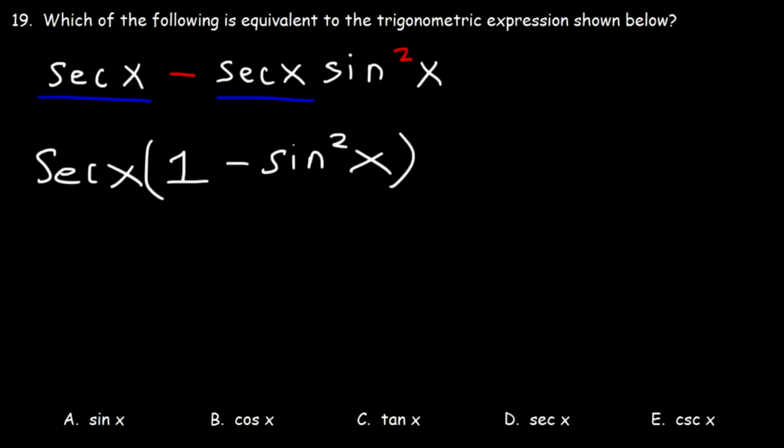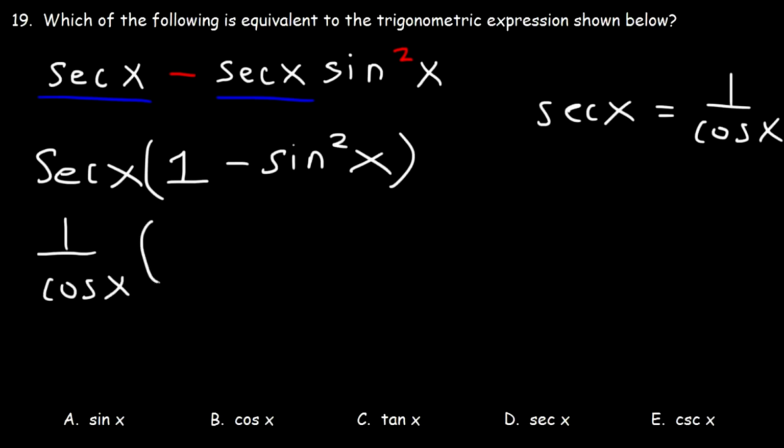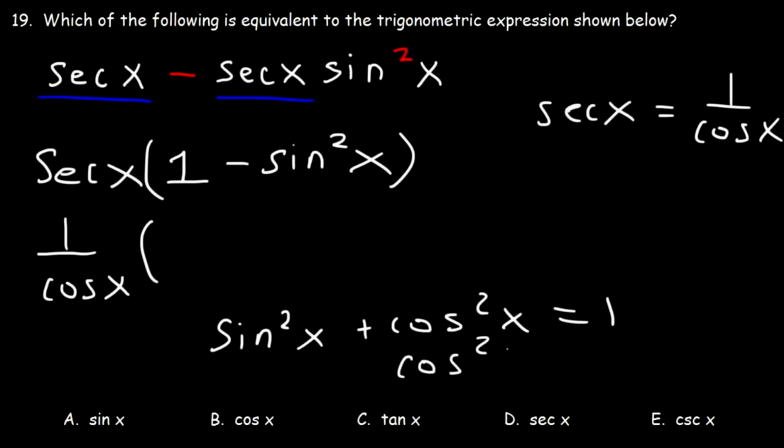Now secant is equal to 1 over cosine, and cosine is 1 over secant. So let's replace secant with 1 over cosine. 1 minus sine squared is equal to an identity. If you recall, sine squared plus cosine squared is equal to 1. So if you move the sine squared to the right side, you'll see that cosine squared is 1 minus sine squared.